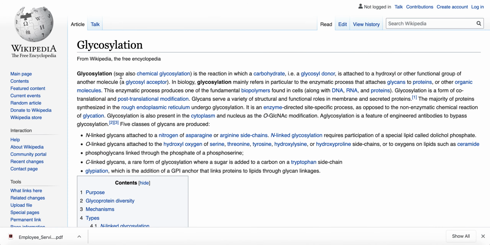Glycosylation is the reaction in which a carbohydrate, that is a glycosyl donor, is attached to a hydroxyl or other functional groups of another molecule. In biology, glycosylation mainly refers in particular to the enzymatic process that attaches glycans to proteins or other organic molecules. This enzymatic process produces one of the fundamental biopolymers found in cells. Glycosylation is a form of co-translational and post-translational modification. Glycans serve a variety of structural and functional roles in membrane and secreted proteins.